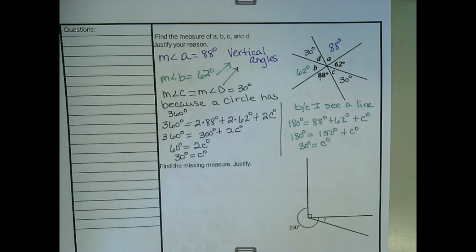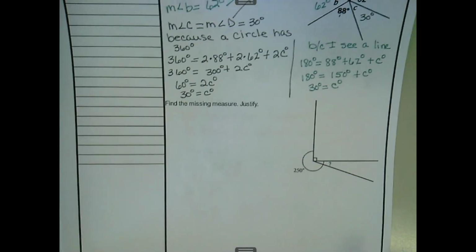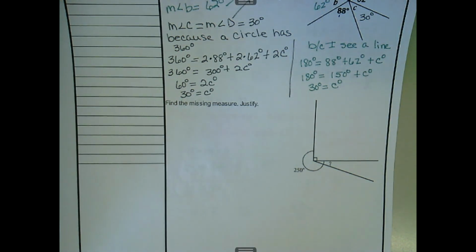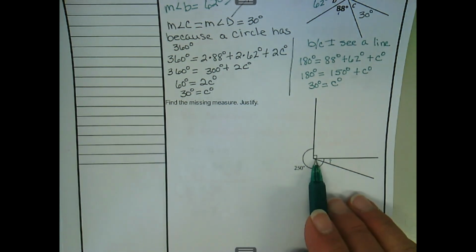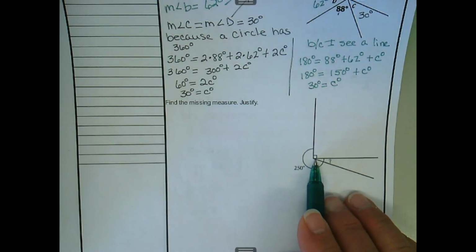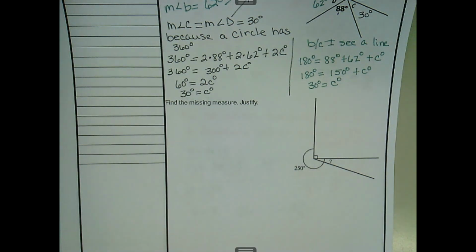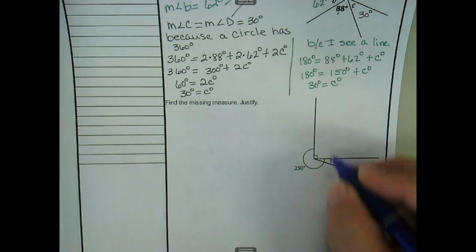Okay, find the missing measure and justify. Okay, this one, you kind of have to do it only one way. So take a minute and look at the picture. What do you see, and how do we use it? Well, the first thing we have to do is look at our box. That box tells me I have a right angle.